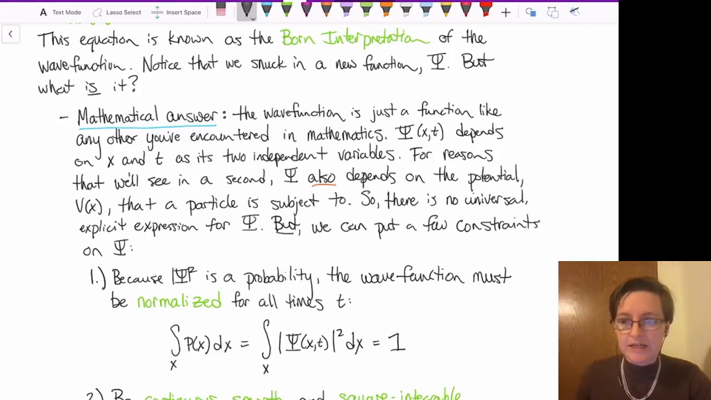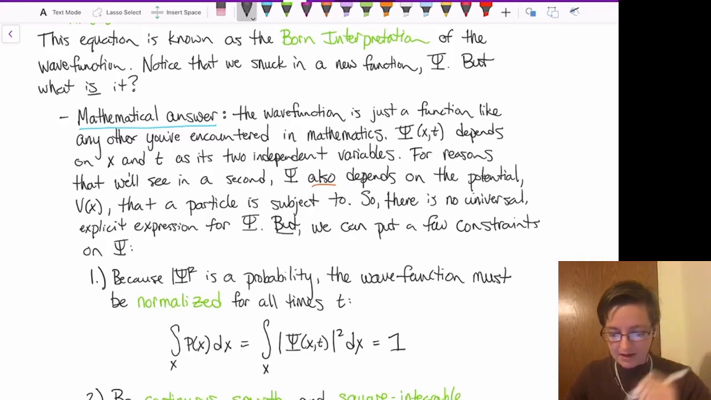So one answer I could give you would be a purely mathematical answer. The wave function is a function. And historically, the reason that it got called a wave function is that frequently the wave function is made up of sines and cosines and other things that kind of squiggle around like a wave, hence wave function. If you like, they really should have called it the wavy function, but wave function sounds more professional. Okay, so it's just a function like any other that you've encountered in mathematics.